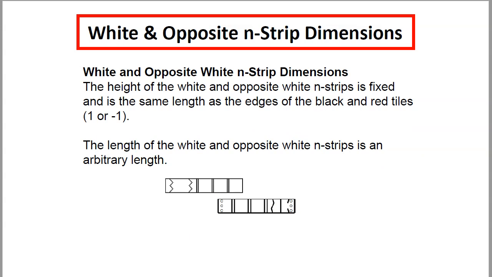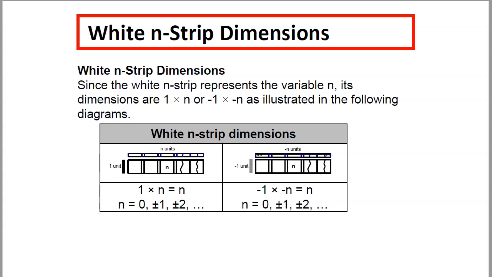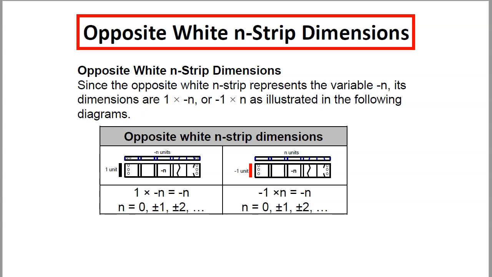Let's look at these dimensions. Just like with a black and red end strip, the white end strip dimensions are always n, so they can be 1 times n or -1 times -n. Remember, these n's can be positive or negative. But just thinking about the dimensions as 1 times n and -1 times -n should make sense. Similarly, for the opposite white end strips, we want to get -n, so it can be 1 times -n or -1 times n.